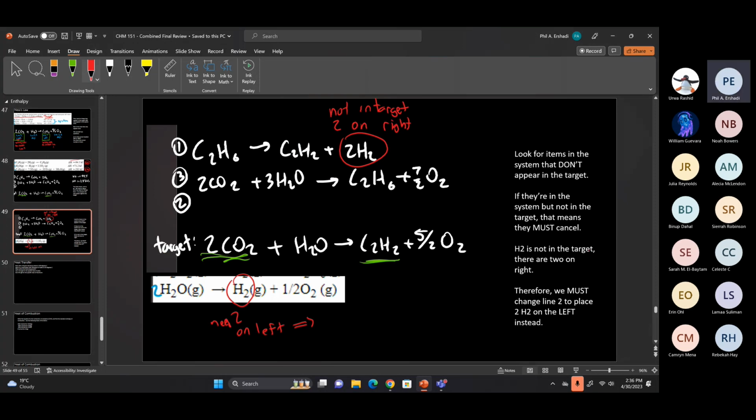We need to change this to put 2H2 on the left, since we have 2H2 on the right. So that means we are going to have to, number 1, reverse it, and also multiply by 2.